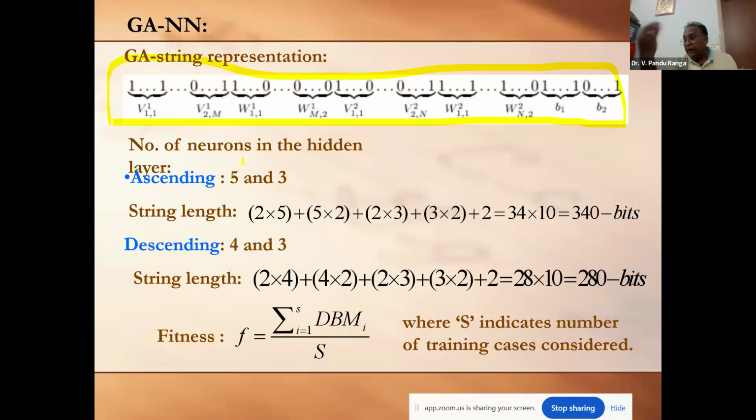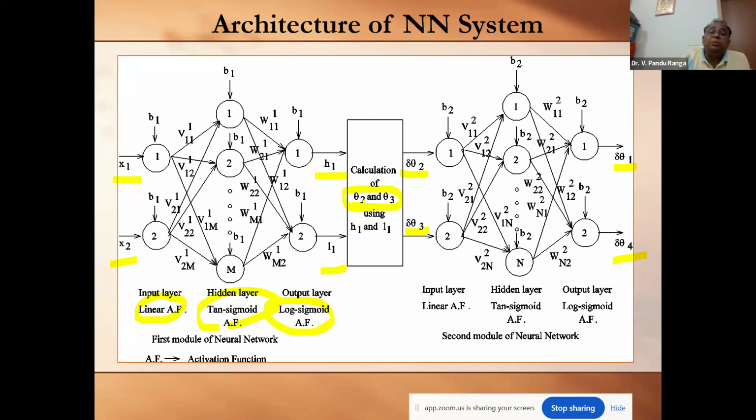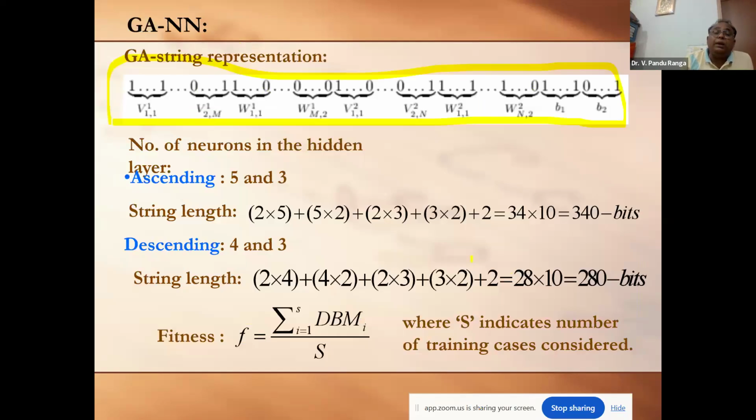As I mentioned earlier, you have a network, so the inputs and outputs are fixed. What could be the number of neurons present in the hidden layer of both the modules of the network? For that, a systematic study was conducted and we obtained 5 and 3. While ascending, the neural network is found to have 5 neurons in the hidden layer of the first module, and 3 neurons in the hidden layer of the second module of the neural network.